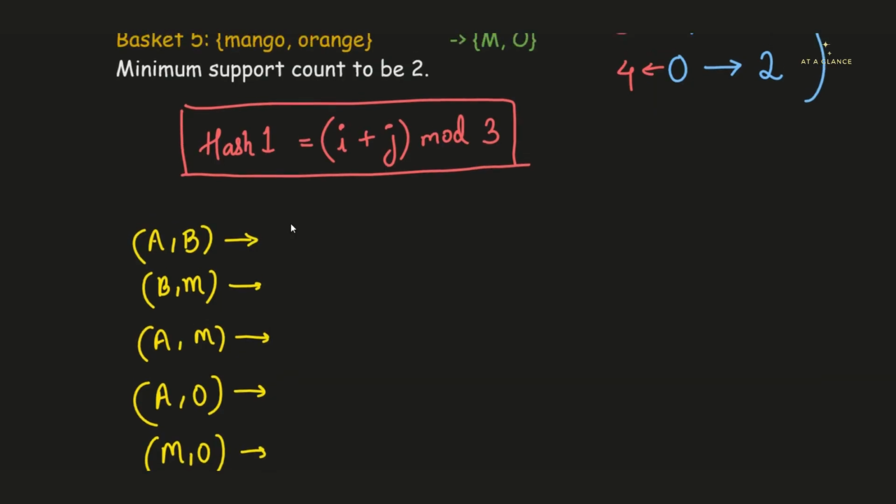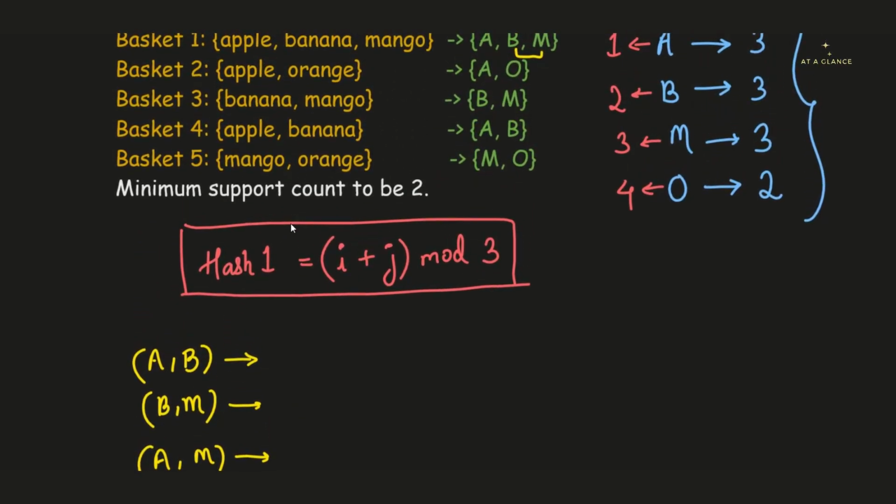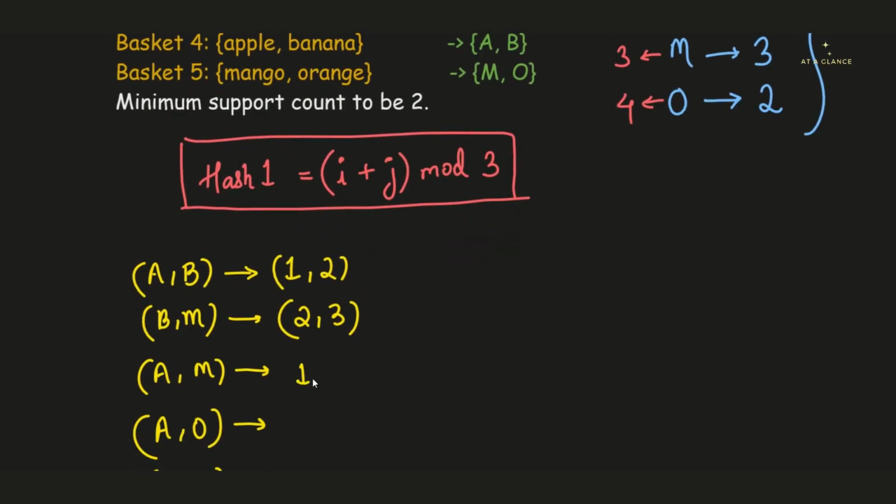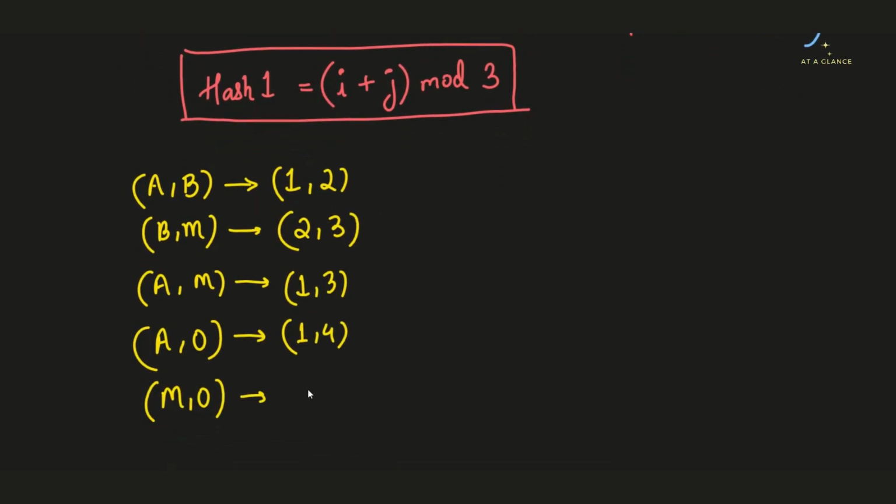If you look, AB can be replaced with 1 and 2 because A is having the value 1 and B is having the value 2. So we can write 1, 2. For BM, it is 2, 3. For AM, it is 1 and 3. For AO, it is 1, 4. And similarly, for MO, it is 3, 4. So I hope this is clear.